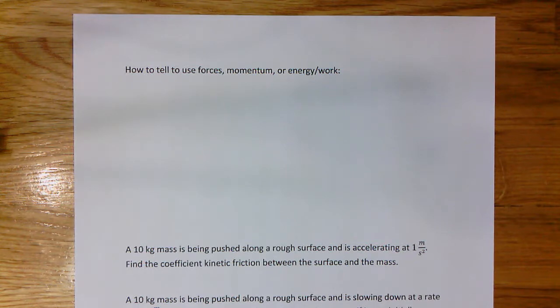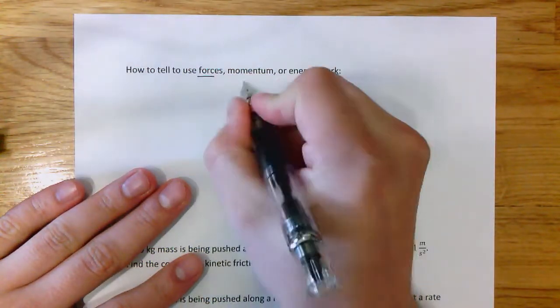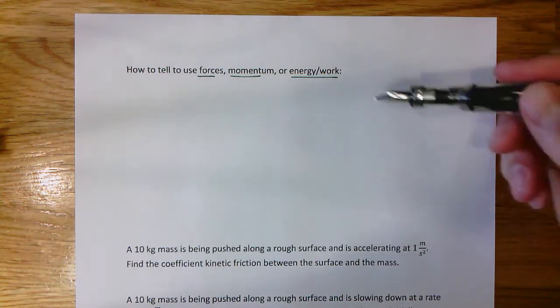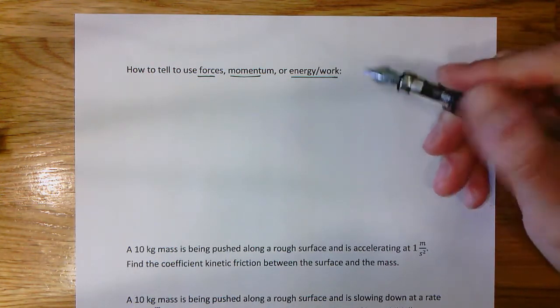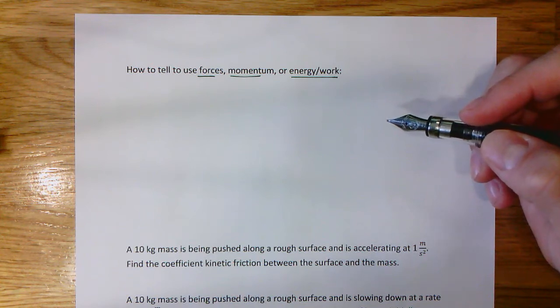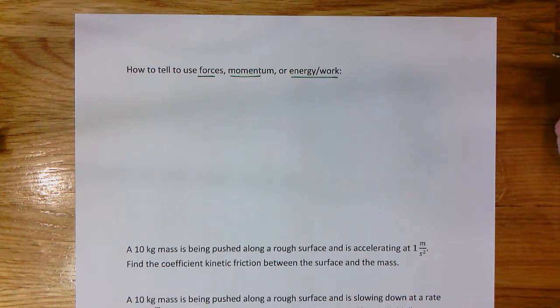So we're gonna spend some time today talking about the big three, which are forces, momentum, and then work or energy. We're gonna try and figure out how can I figure out when to use these. These are about 50% of the test, maybe a little more, maybe a little less. But I guarantee there's going to be at least one question that talks about these things on the test. It might even be a combination, which we'll see in a second.